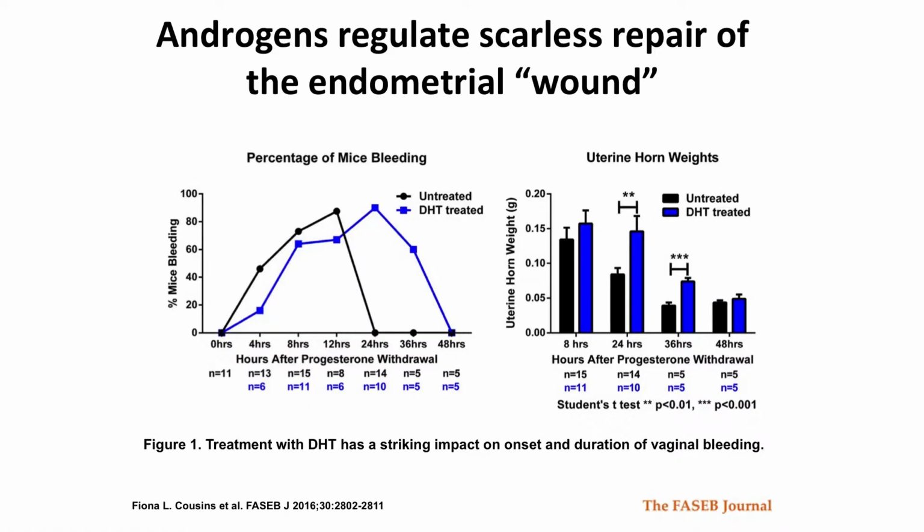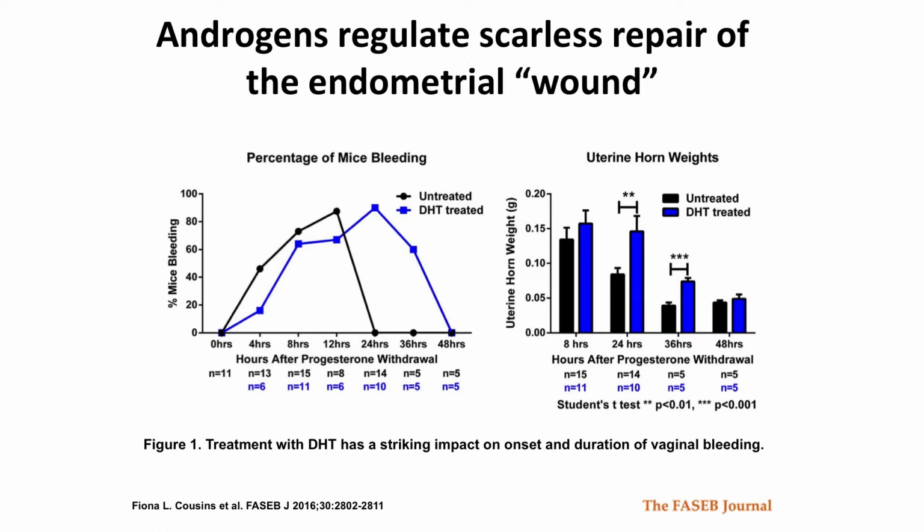Okay, in another study in the Saunders lab, Fiona was also able to show that androgens play an important role in regulating the repair of endometrium following the shedding of the decidual mass. So the mice, at the initiation of tissue breakdown, were given an injection of DHT, which is a non-aromatizable androgen. And they found that this actually increased the duration of bleeding in mice.